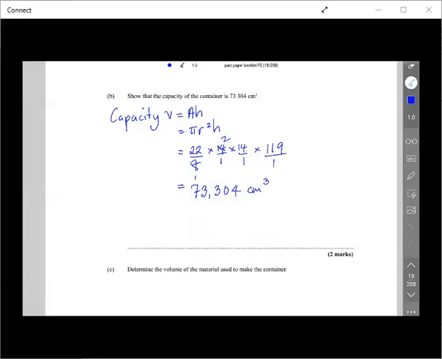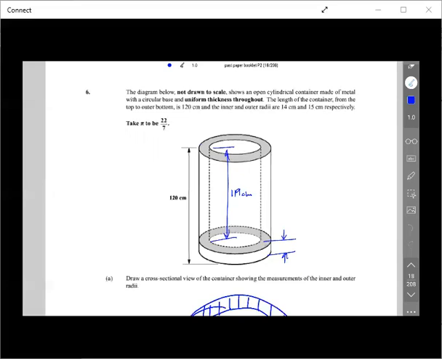Now we're asked to determine the volume of the material used to make the container. This container is not a solid container. The idea is as if you started out with a cylindrical block and then a cylinder was scooped out of it. So if I want to determine the volume of the material, I must find the outer volume and then subtract the inner volume. What will be left is the volume of the material.